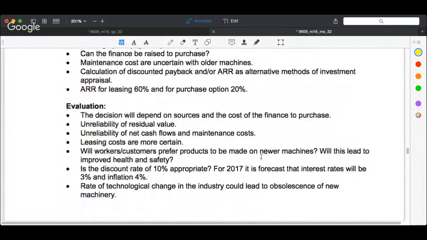You've got to make sure you're letting them know what it's kind of. Unreliability of residual value. You think it's worth 563,000. Cost you 1,000. Sorry, it cost you 1,000. Now you think it's worth 563. It cost you 563,000. Is that true? Unreliability of residual value, unreliability of net cash flows and maintenance costs. Leasing costs are more certain.